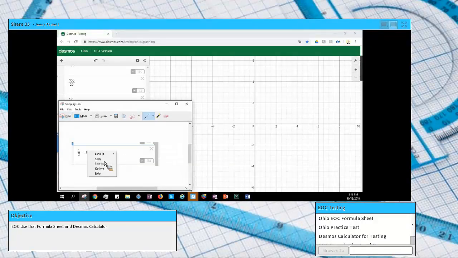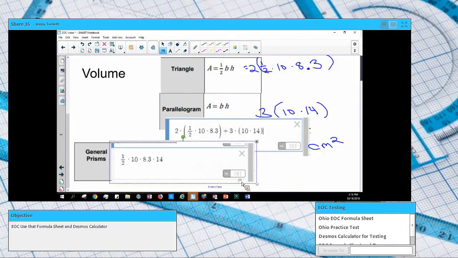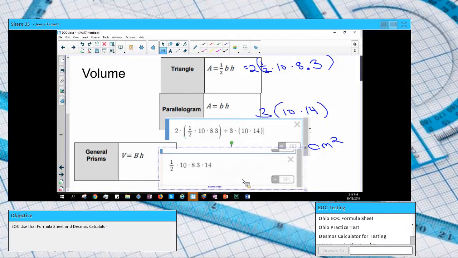And that's going to be centimeters cubed because we're dealing with volume, and volume is always cubed. So again, we use the formula sheet and input our work into Desmos, trying to avoid rounding as much as possible.